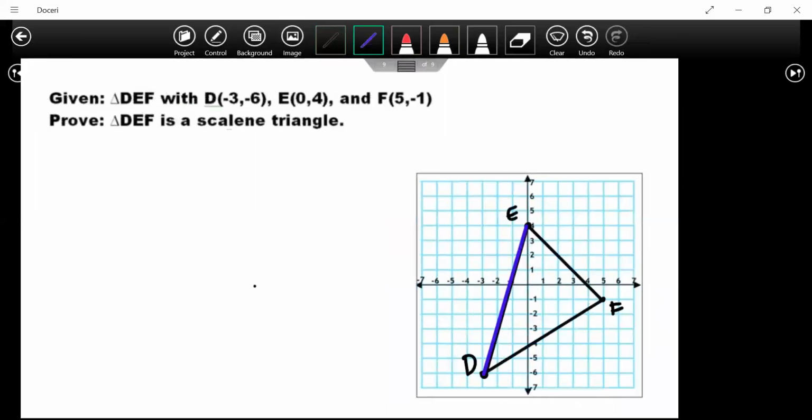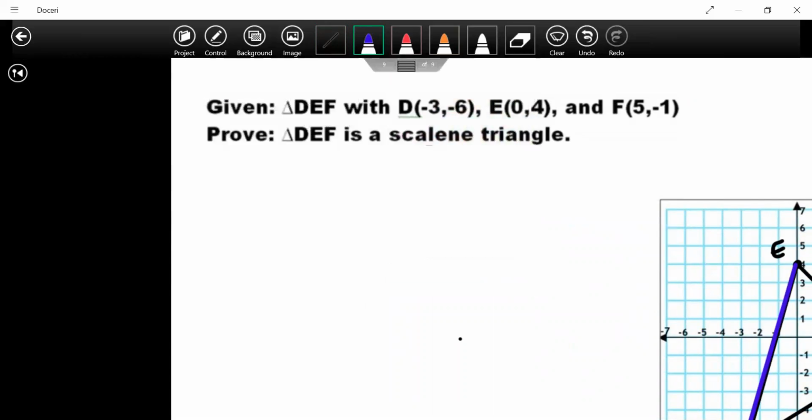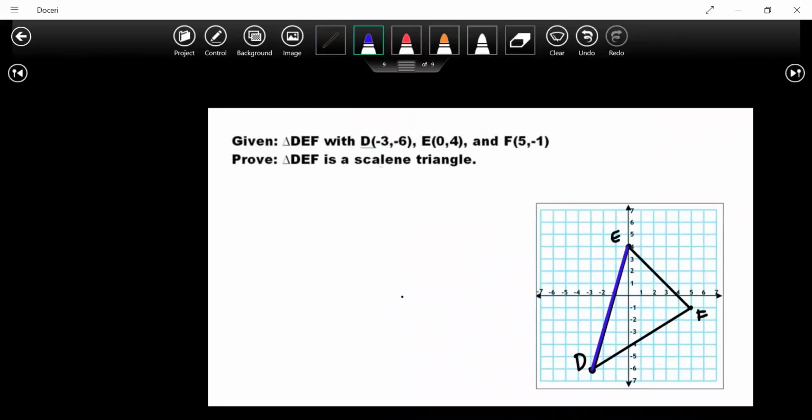DE. Let's find DE first. I'm going to go up how many? 10. So I'm going to plug in 10. How am I going over? 3. 10 squared and 3 squared is 109. That means my answer will be square root of 109. This is my work for it. I'm showing a lot less, but you should be able to do the same thing. Show your work if you need to. I'm just streamlining it for those that need to.